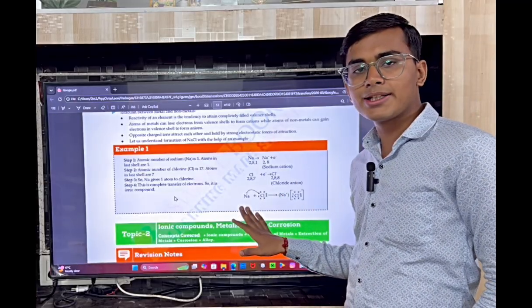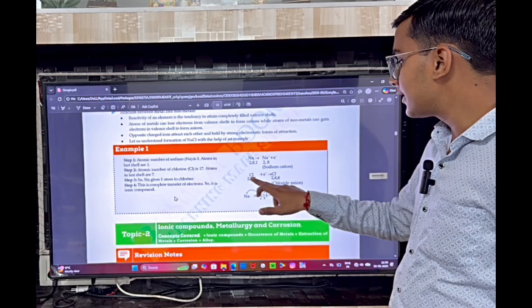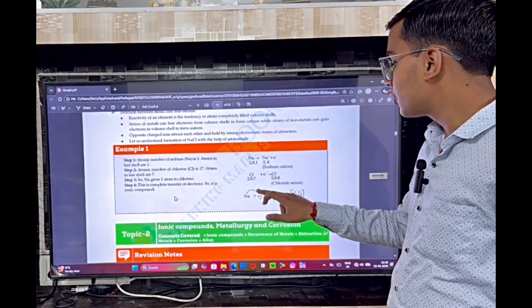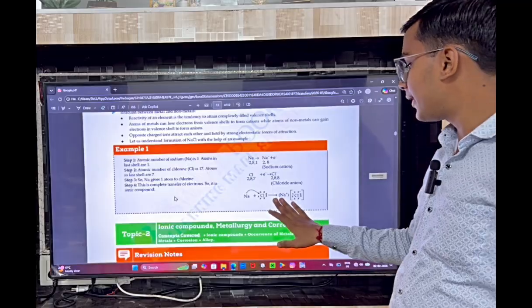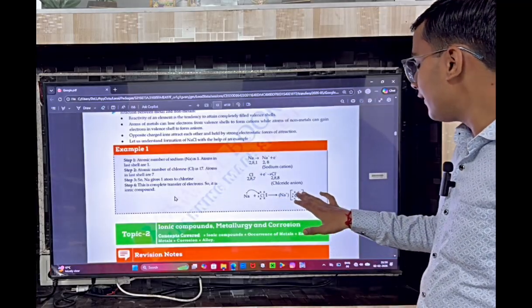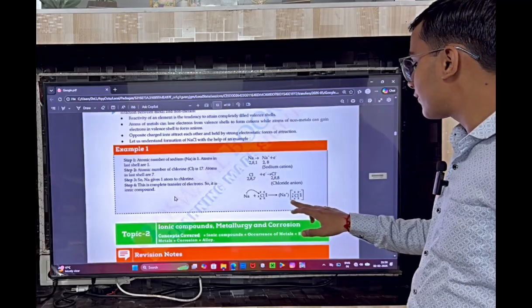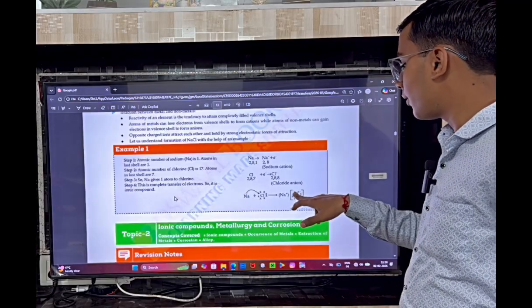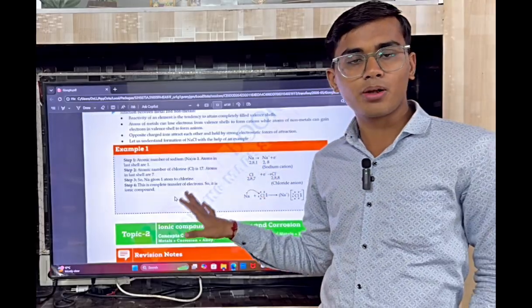When we make its structure, Na will have a single dot, and Cl has 7 dots in the last shell. So here we will make 7. When a dot is transferred, it will have Na plus, Cl minus, with 7 dots and an extra dot added here. So I hope you understand this part 1 of metals and non-metals.